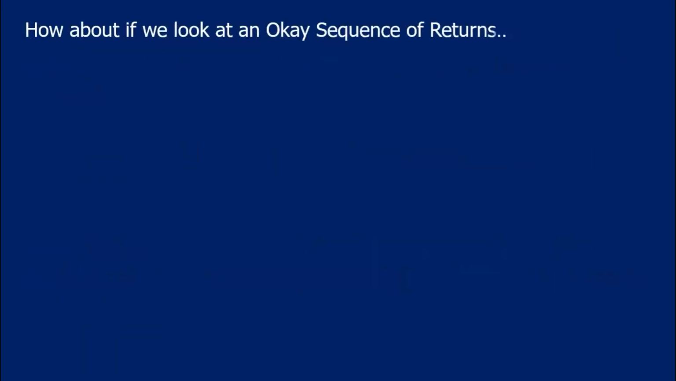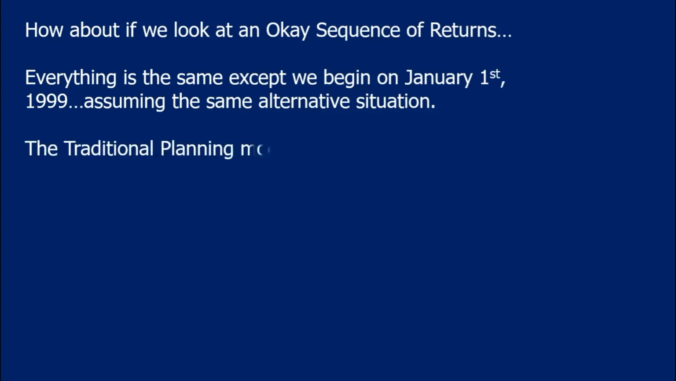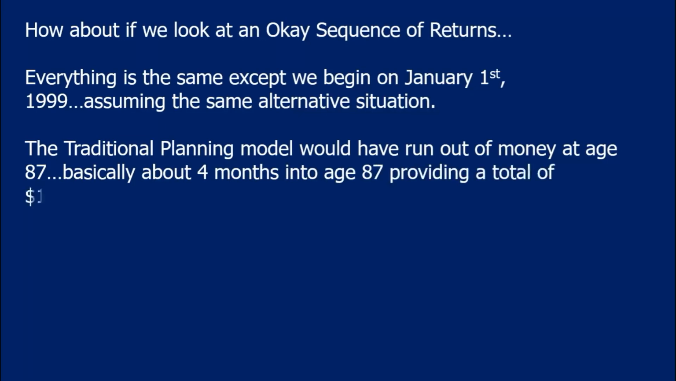So how about if we look at an okay sequence of returns? Everything is the same except we began on January 1st, 1999, assuming the same alternative situation. Traditional planning model would have run out of money at age 87, basically about 4 months into age 87, providing a total of $1,260,897 in retirement income.